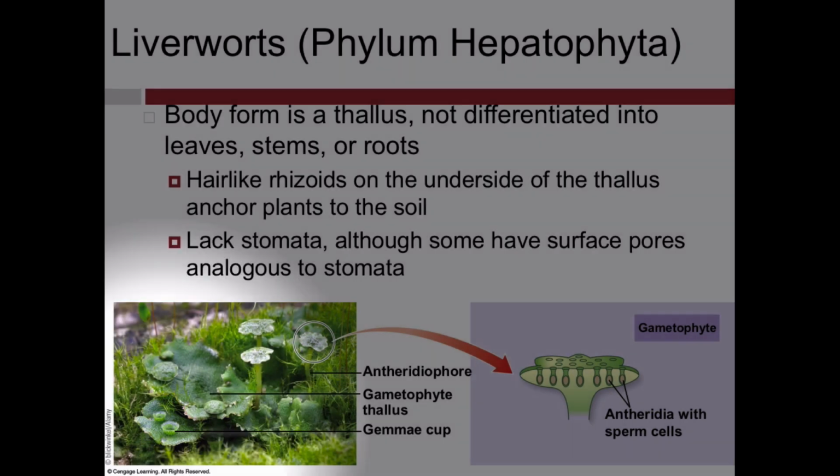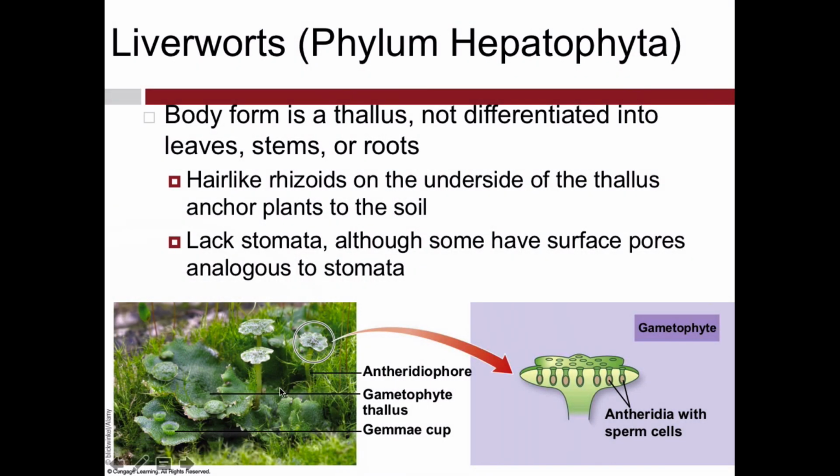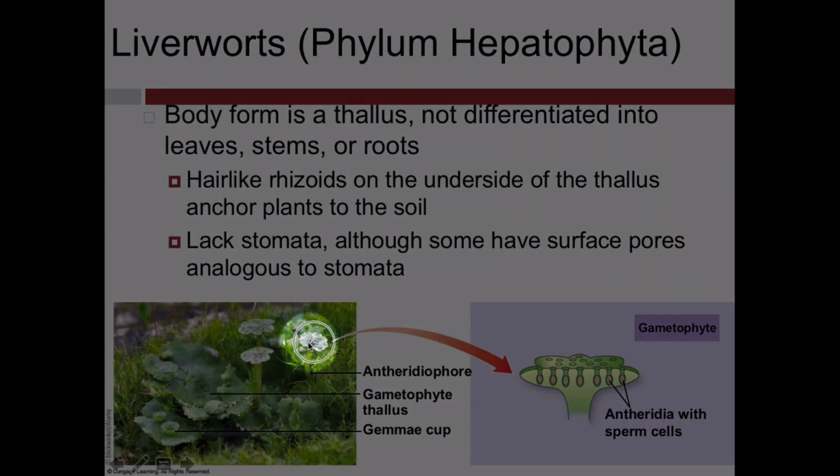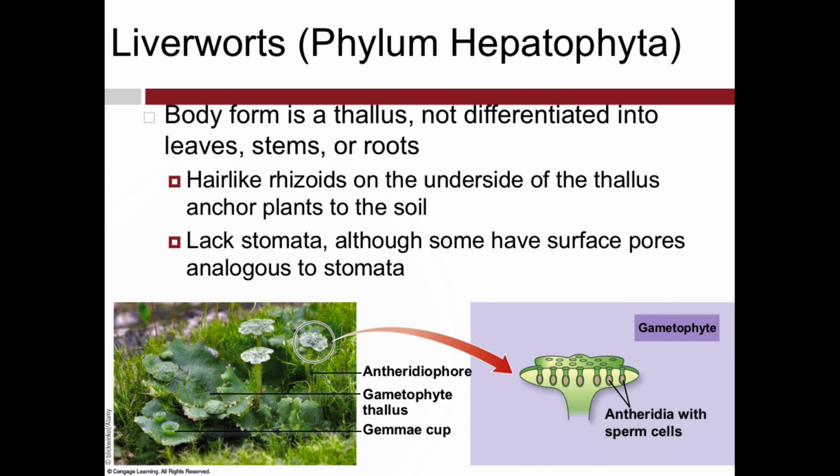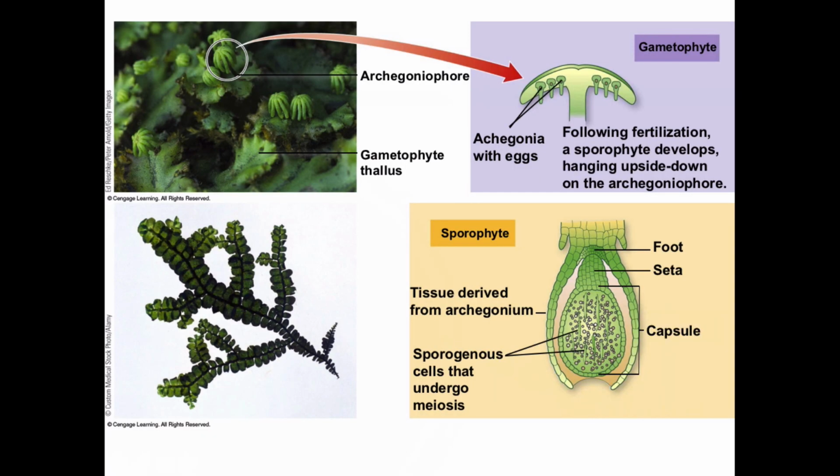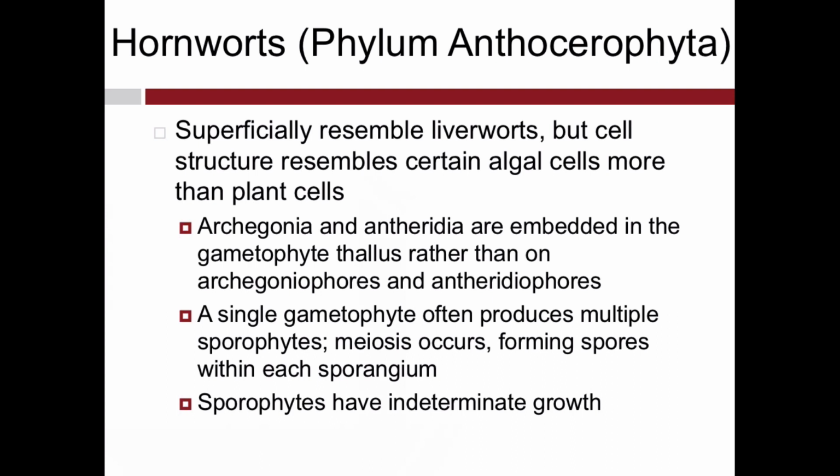But yet and still, these antheridiophores, which produce the antheridia for the eggs, still need water for sexual reproduction. These are classed as the liverworts. Next up, upon showing the archegoniophores, are hornworts.